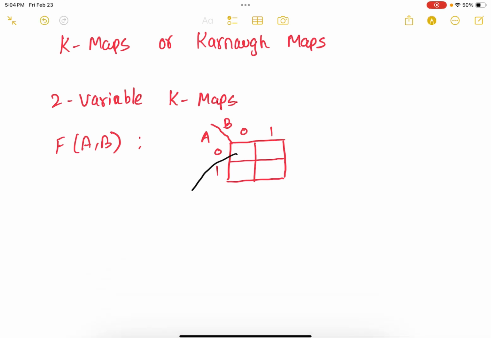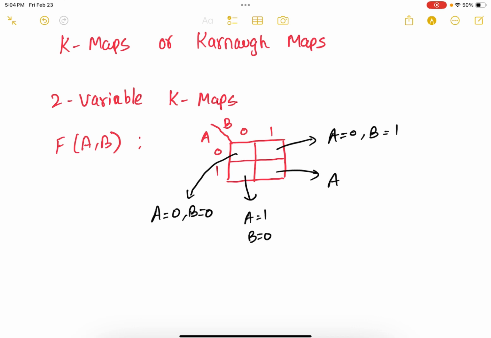Therefore, this cell corresponds to the situation where a is 0 and b is 0. This cell corresponds to the situation where a is 0 and b is 1. This one would be a is 1 and b is 0. And this cell corresponds to a equals b equals 1, that is, both a and b are 1. Now let's see how we can use this graphical setup to simplify Boolean expressions.